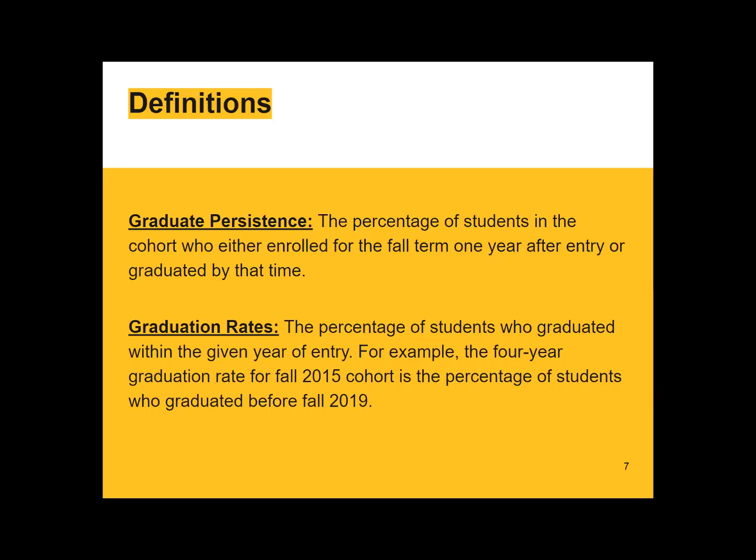And just to level set on a couple of definitions, intentionally we moved away from the word retention to persistence, just because in some cases retention for undergrad means something very different than grad. So terminology wise, we're using persistence. In the dashboard, it's really looking at the percentage of students in that given cohort who either enrolled for the fall term 1 year after entry or graduated by that time. So really, did they enroll or did they graduate? And then the graduation rates are the percent of students who graduate within that given year of entry. So example, 4-year graduation rates for fall 2015 cohort is the percent of students who graduate before fall 2019. So that's just some general definitions around that.